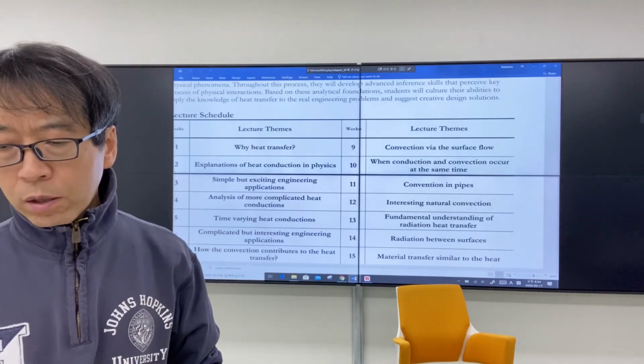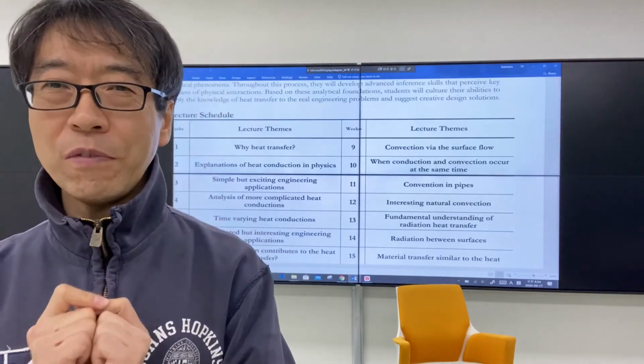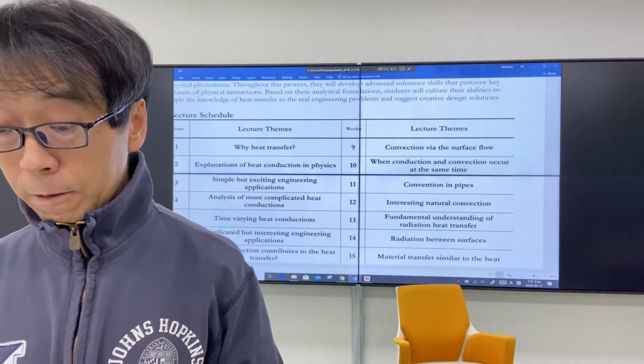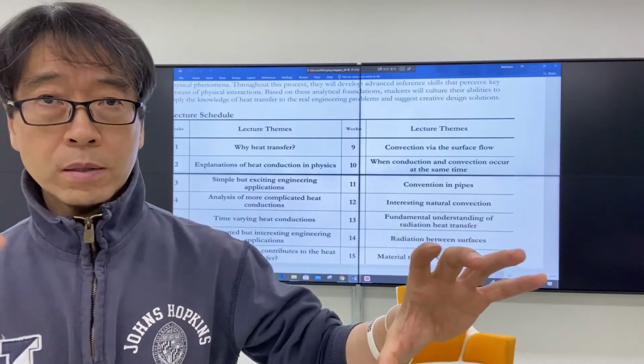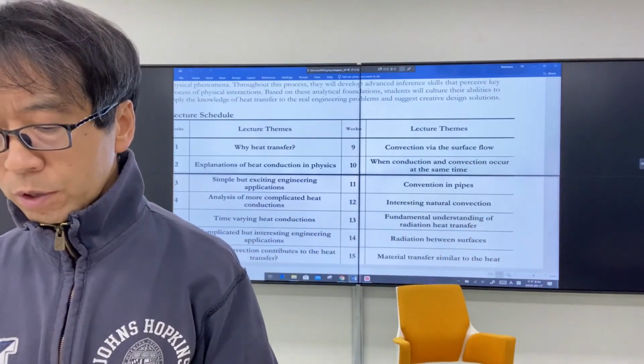11th week, convection. Sorry, I just put in convention. Sorry, it should be convection. Convection, not the convention. Okay, so you guys can correct the error. Convection in pipes. You have a pipe, the water flowing in, how the heat can be transferred through this convection.